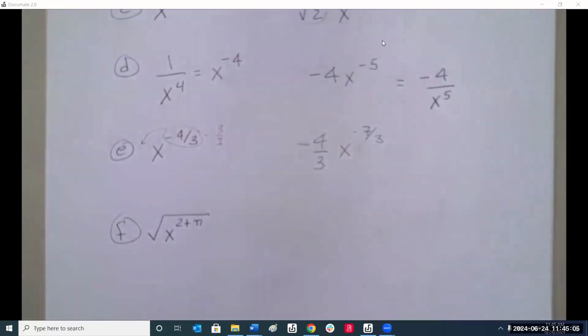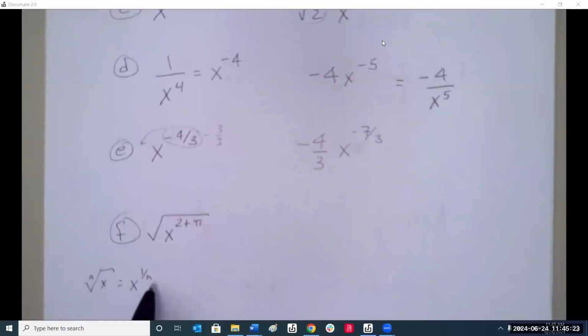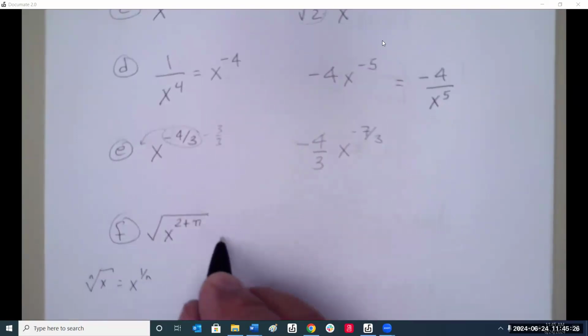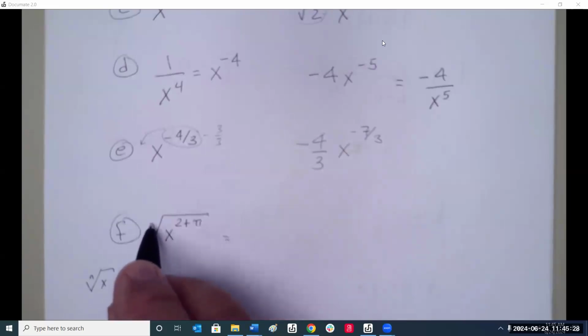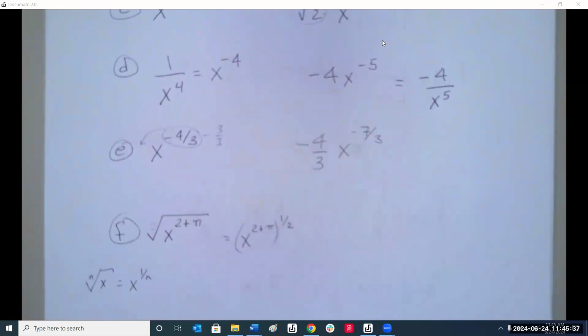This requires remembering the rules in algebra. How can you rewrite the radical? Remember, in algebra, you can get rid of a radical by making it a rational exponent. Since that one's an invisible two, it's the power 1/2.